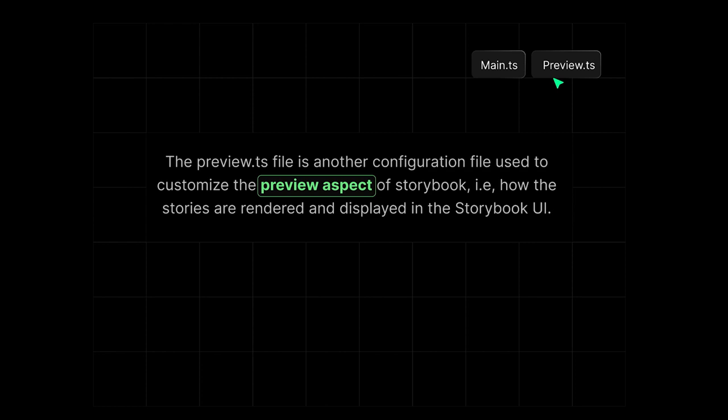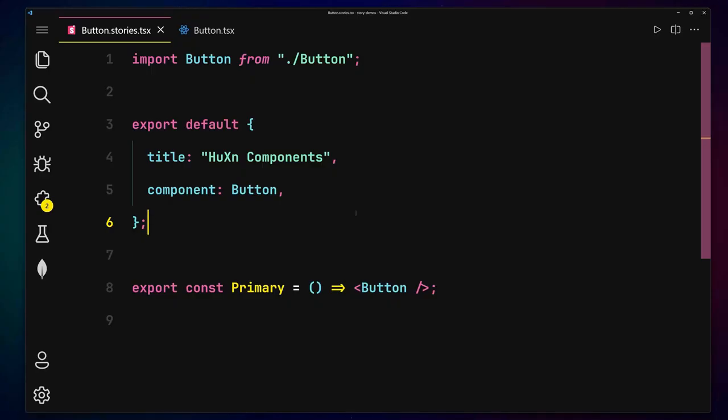The next one that we have is a preview.ts file. The preview.ts file is another configuration file used to customize the preview aspect of a Storybook, for example, how the stories are rendered and displayed in the Storybook UI. So that was it about the main and preview files.